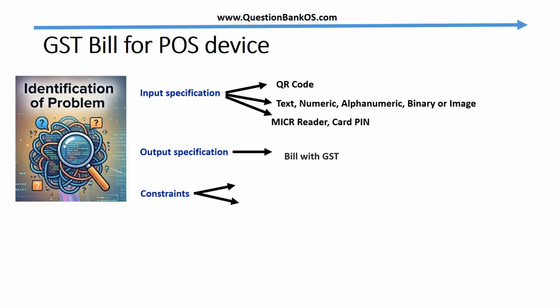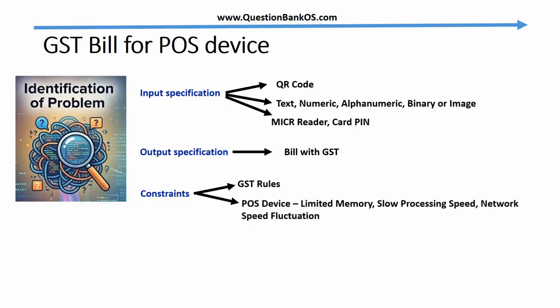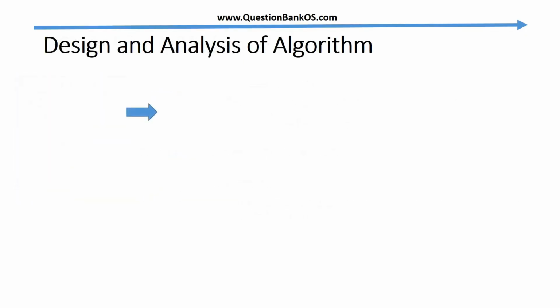Problem definition is a very important task. We cannot move to the next step unless we have clear and complete knowledge about the problem to be solved. You can see in this example of GST bill generation how crucial is understanding input and output specifications and business constraints to write a correct program.